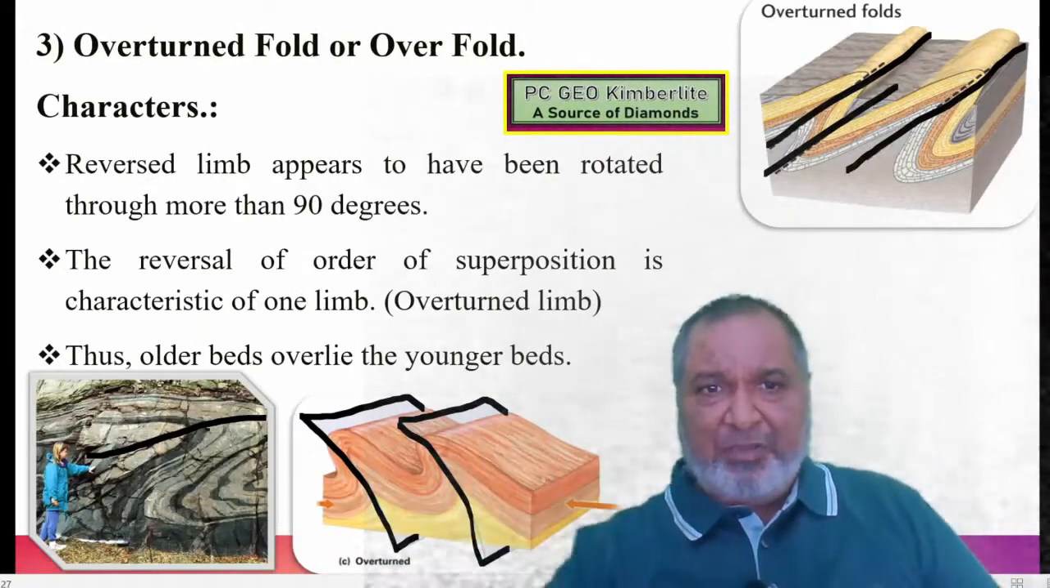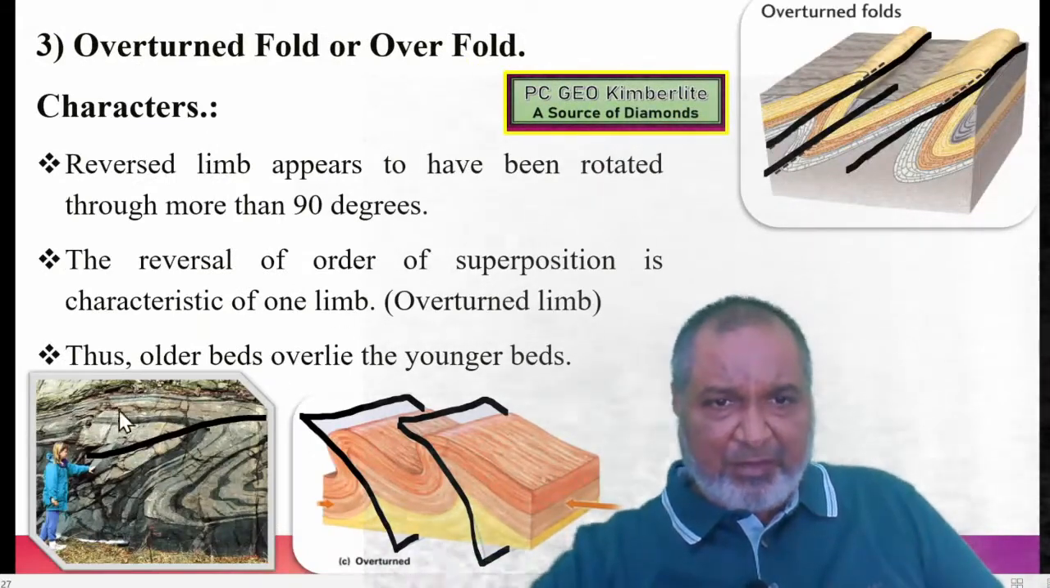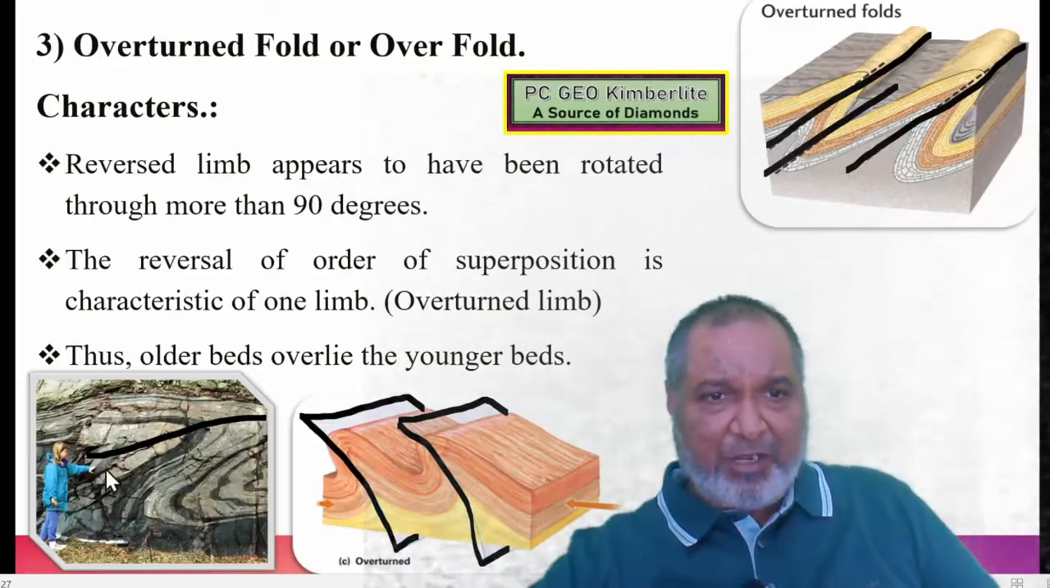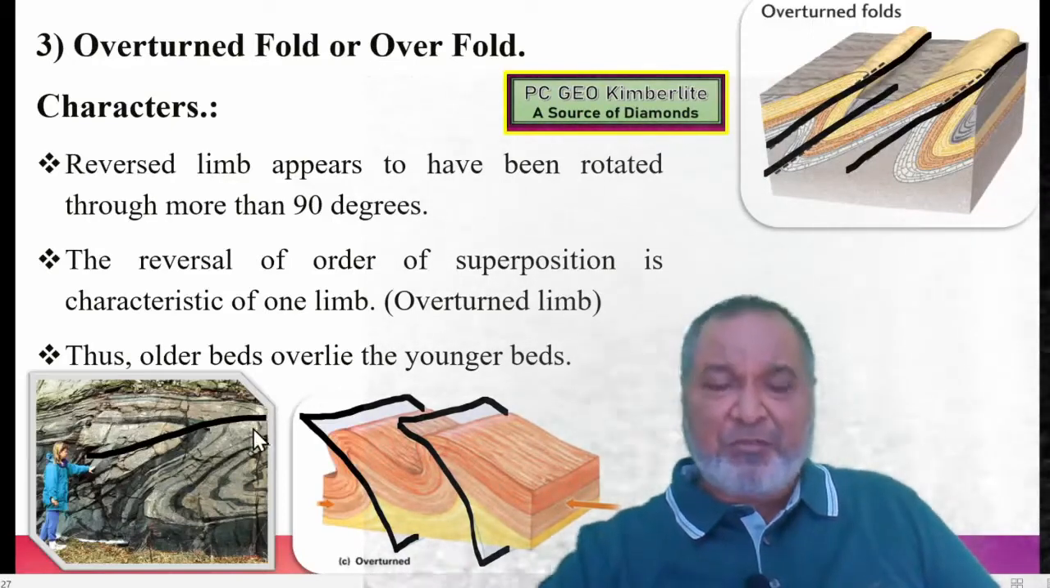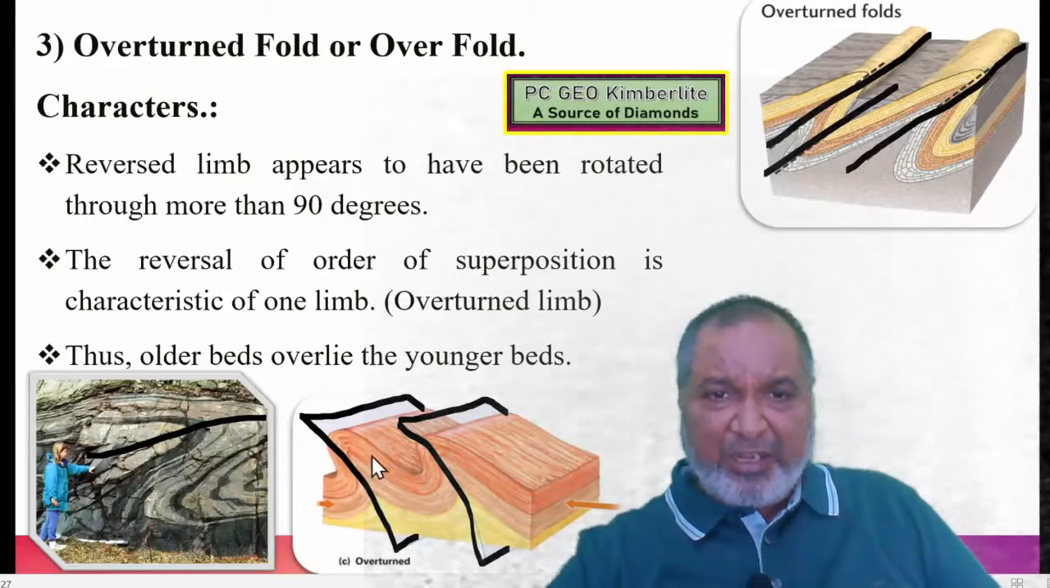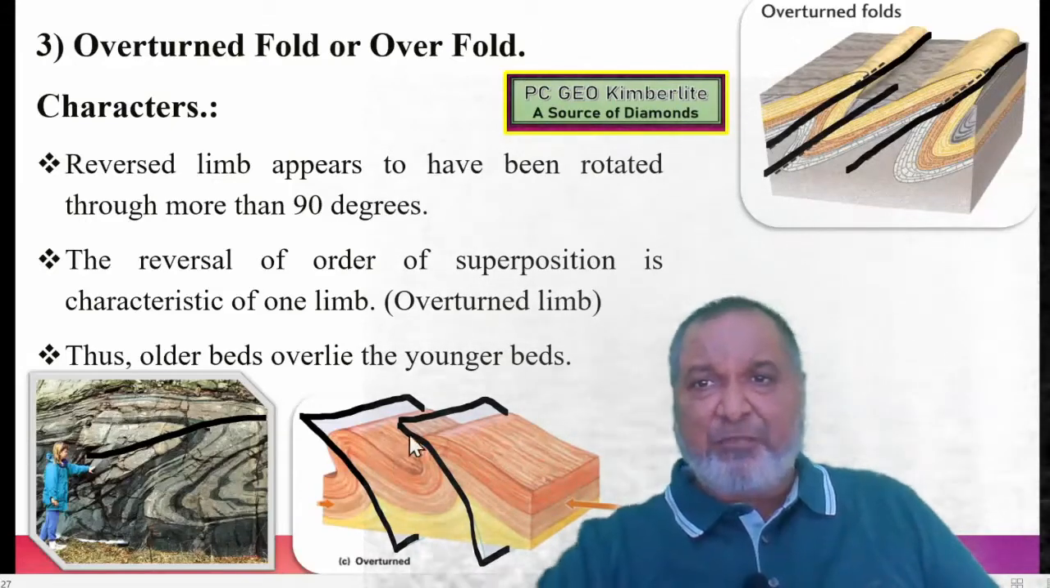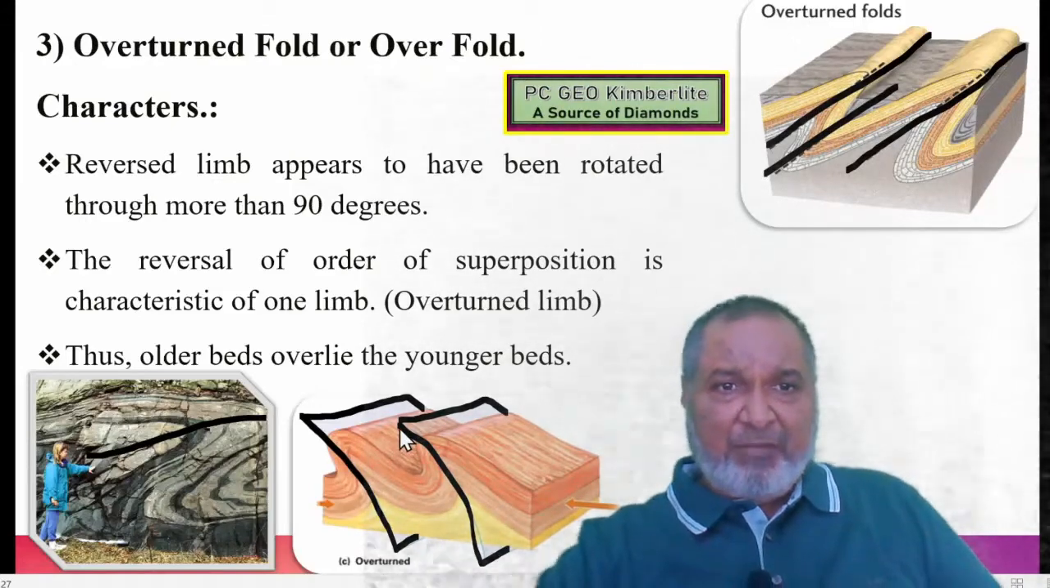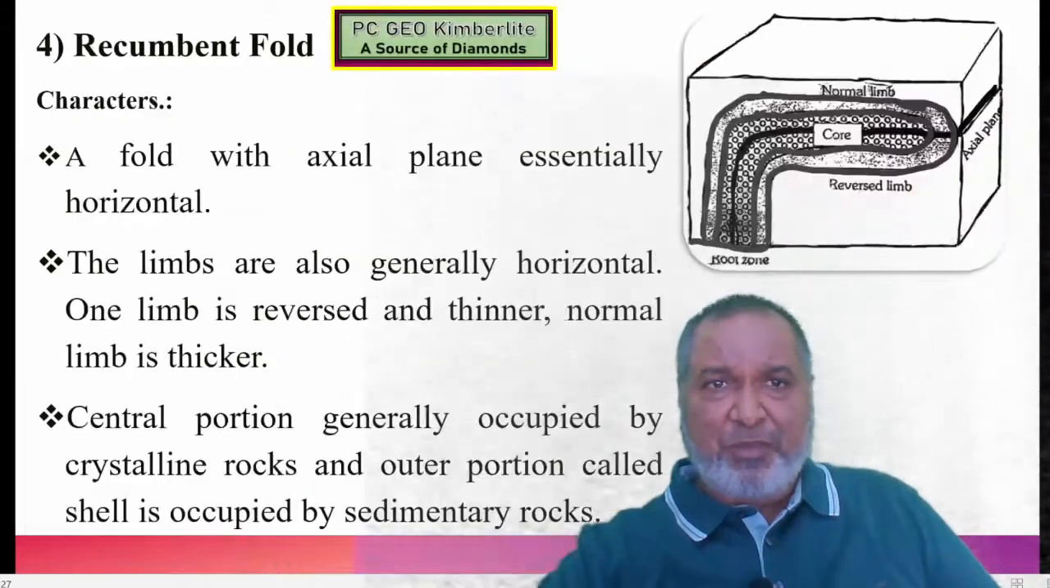Here again you can see how the fold has been folded. This is the axial plane which we have drawn. It is inclined, and the limbs are dipping at different angles. There will be a superimposition.